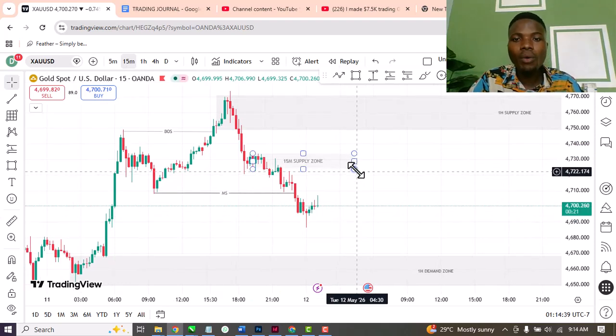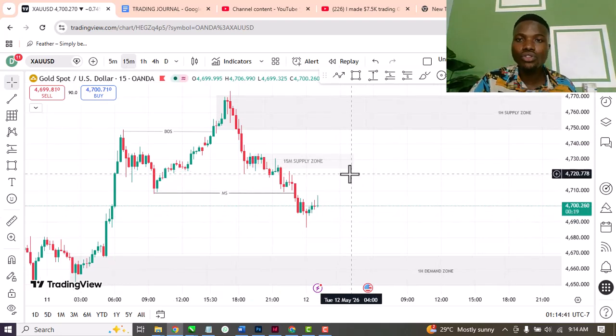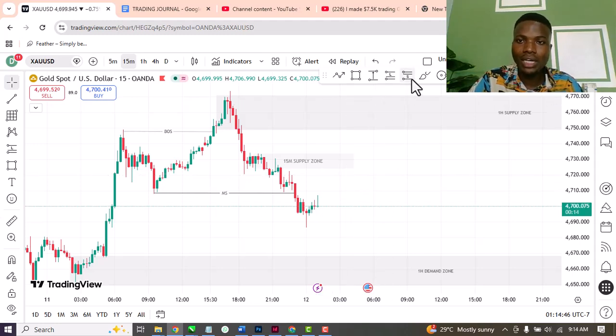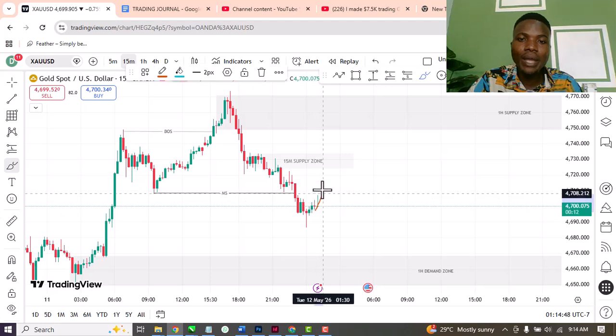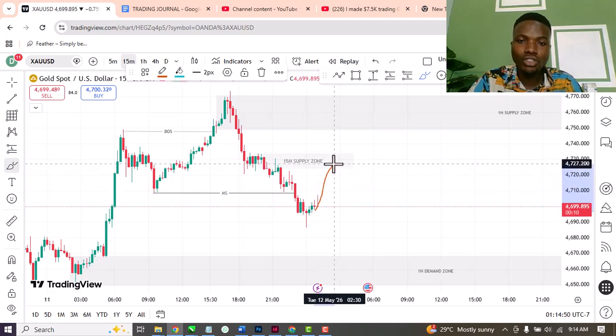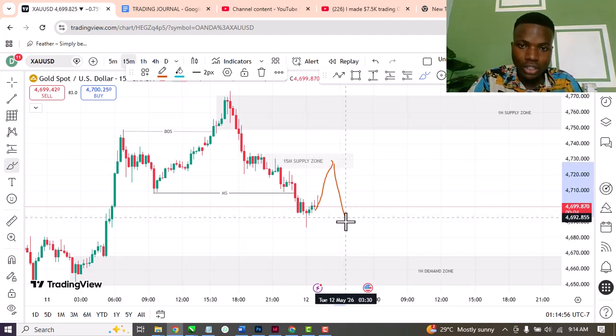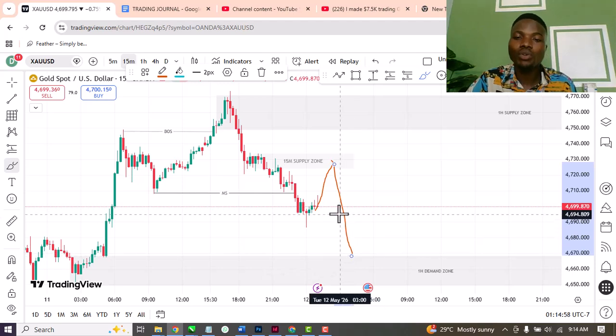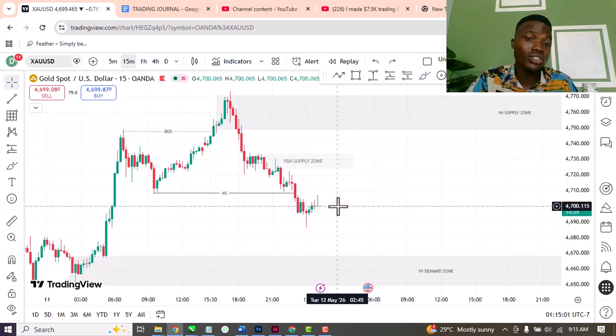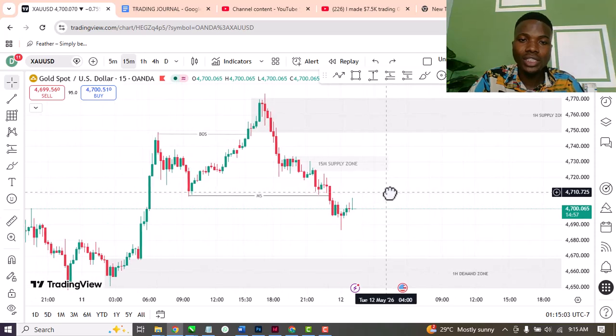So what I'm going to be expecting price to do towards the New York session in the afternoon is that I want price to find its way back to this 15 minutes supply zone. Then this is where I can actually look for my entry and take a sell trade to the downside. This is what I'm expecting price to do towards the New York session.